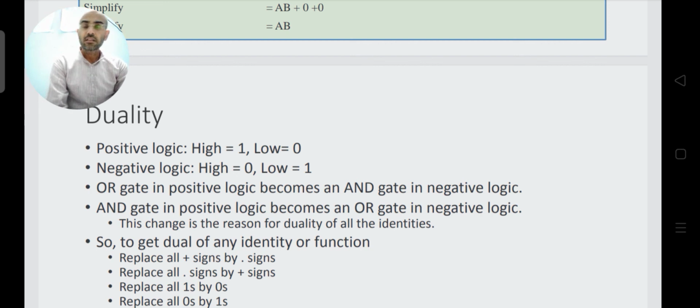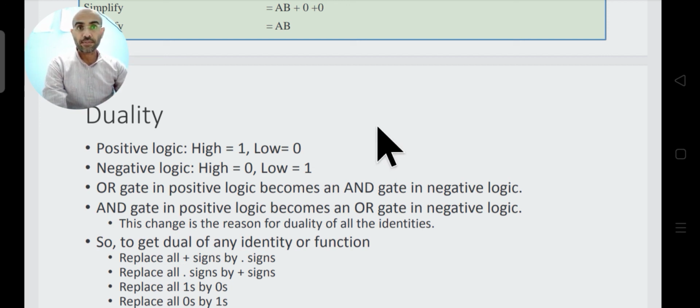If you have implemented an OR gate in positive logic and you just invert the logic, it will become the other gate. If you have made an OR gate, it will become an AND gate. If you have made an AND gate, then inverting the logic, the gate will become an OR gate. So it automatically changes. It means that the dual of A dot B should be A plus B, not A bar plus B bar. If you are making A dot B, the dual of that will be A plus B.